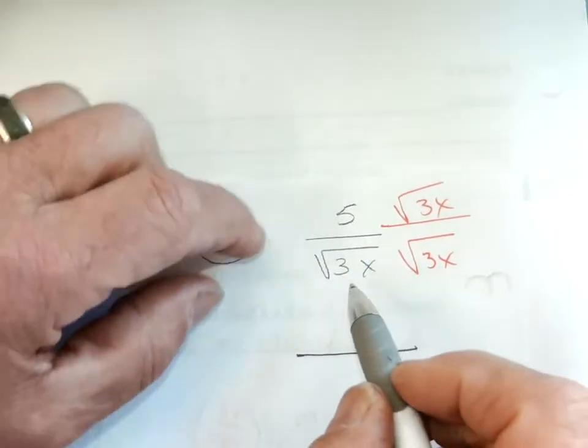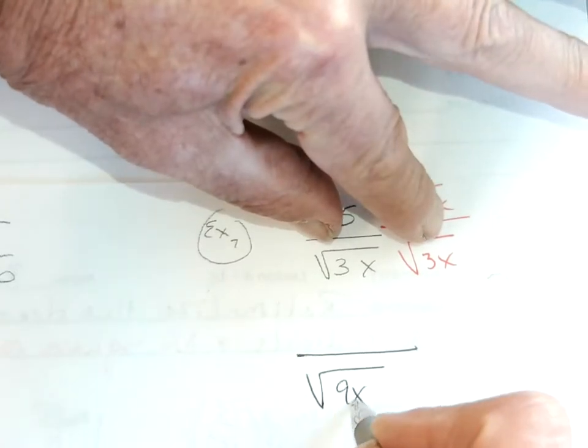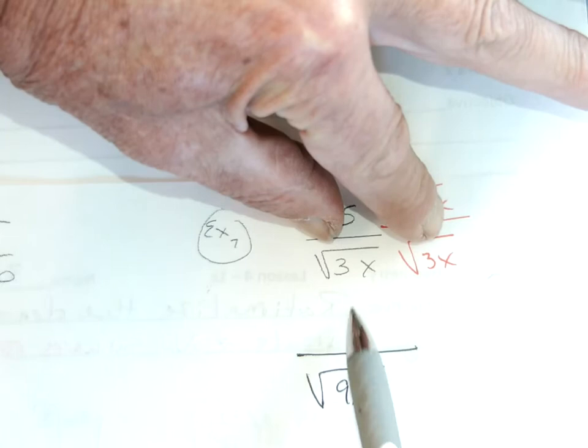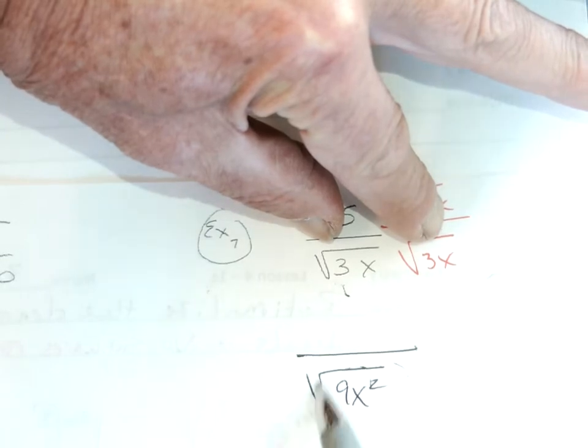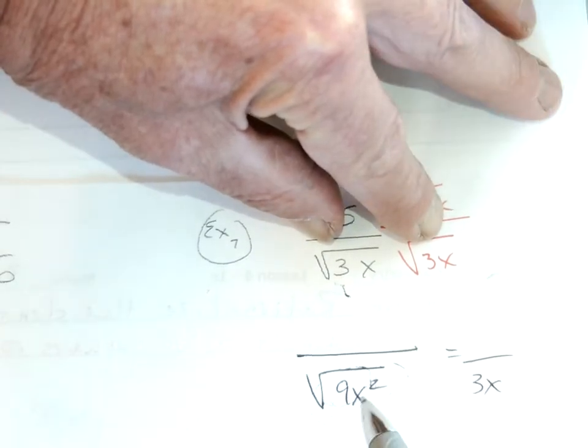In the denominator, I'll get the square root of 9x squared, won't I? I'll get a 9x squared. And then what's that going to become? Just a plain old 3x, right? I like it. Square root's gone.